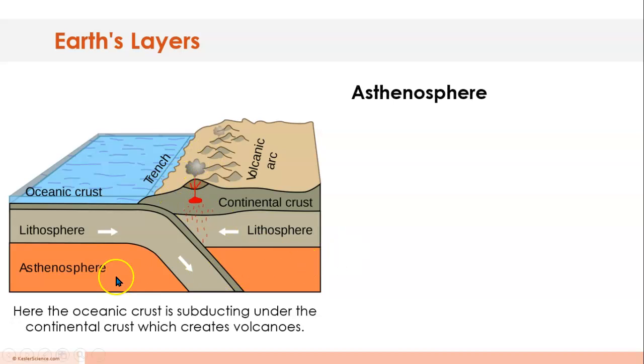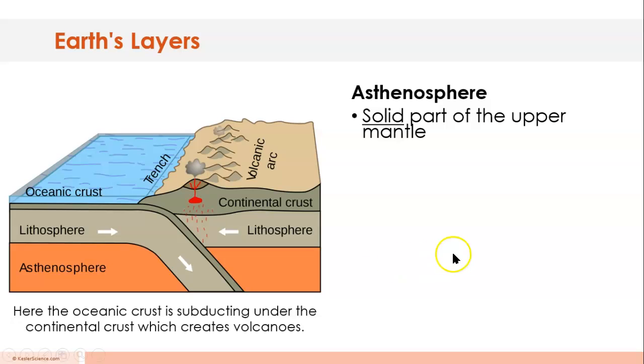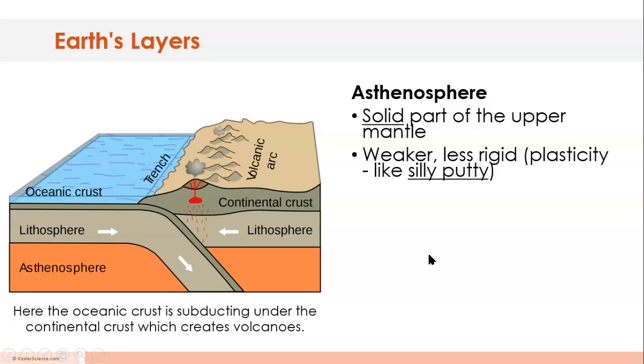The asthenosphere is right underneath the lithosphere. It again is fairly solid, but it's not like hard like a rock solid. It's weaker. It's not as rigid. In science, we say that it's a plastic-like material. We typically think of plastic as being kind of hard. You can typically take plastic and hit it and knock on it, and you can hear a sound. In science, when we say it's plastic-like, we mean that it's more like silly putty.